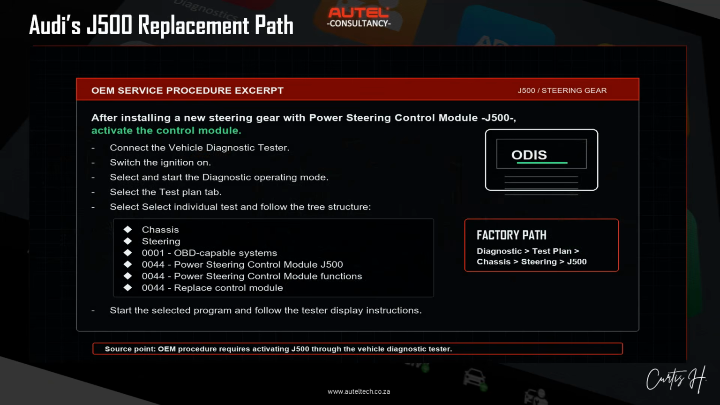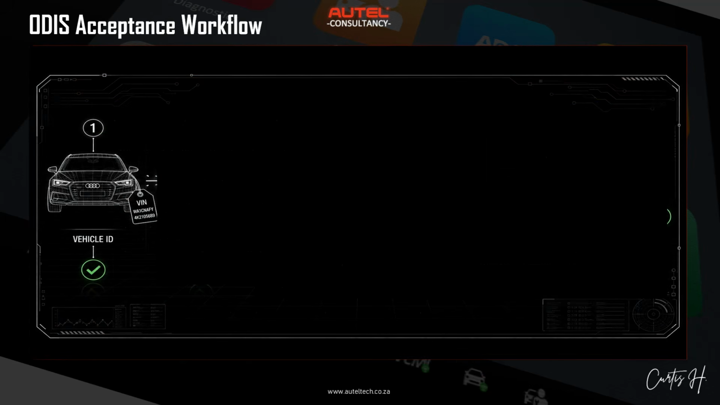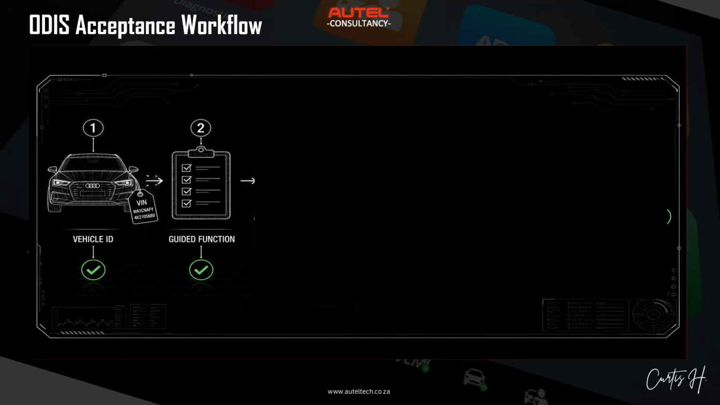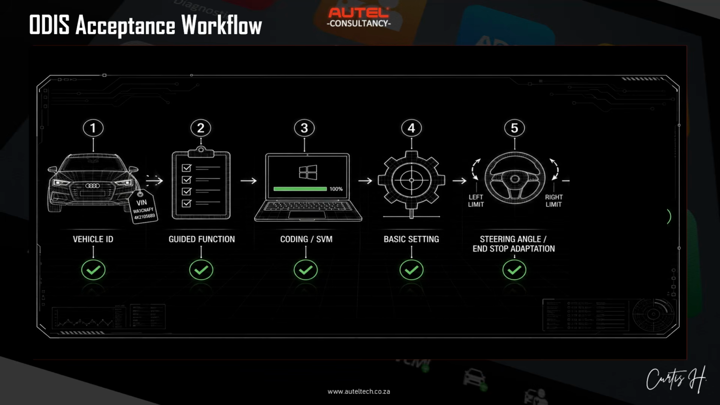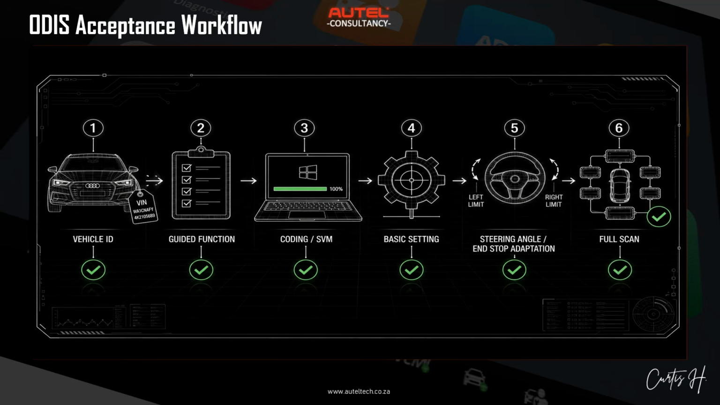So these are the instructions from the manufacturer. Unfortunately, Audi isn't super detailed, but I've done enough of these that I can give you the full workflow, which is this. First we're going to ID the vehicle with ODIS, then we're going to go to the guided functions, and then we're going to do the coding with ODIS, then the basic settings, then the steering angle end-stop adaptation, and then we're going to do the full fault scan. All right, so this is the workflow that I'm going to follow.